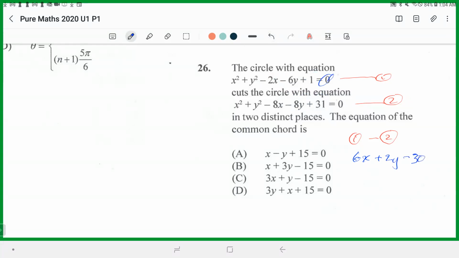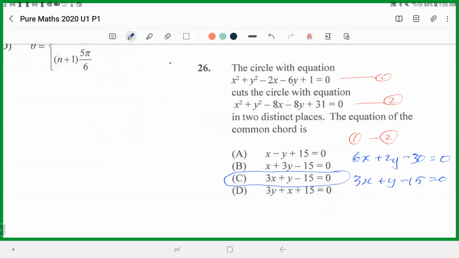And then 0 minus 0 is 0 on the other side. That can be divided through by 2. So we're going to get 3x plus y minus 15 equals 0. 3x plus y minus 15. This answer is this one.